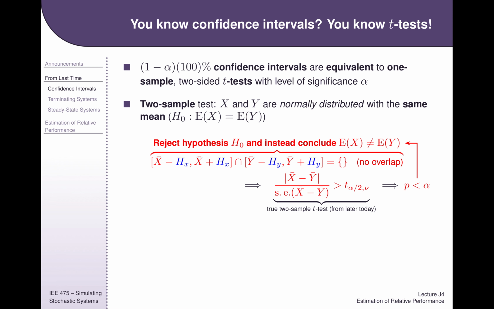Okay, so that was the one sample case. But we can also take our intuition about confidence intervals and start to do something that looks a lot like a two-sample t-test. And in many cases it will actually allow us to infer what the answer to a two-sample t-test would be if we actually had done the two-sample t-test. This is going to be very important because as we move into estimating relative performance, we're going to move into doing a lot of two-sample tests.